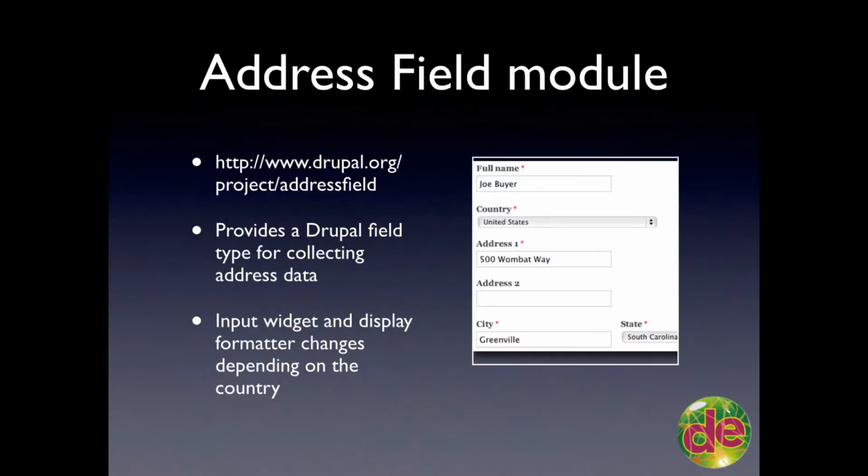So what are we going to use to make this happen today? First of all, we're going to use the address field module. Now, this module provides a Drupal field for collecting address data. And the interesting thing about the address field module is that depending on the country selected, the format of the address field changes. So in the United States, obviously we have cities, states, and zip codes. But in Canada, I believe it would show us cities, provinces, and postal codes. So the nomenclature is just a little bit different, and the module actually accounts for that and changes labels and exposes different fields depending on the country selected.